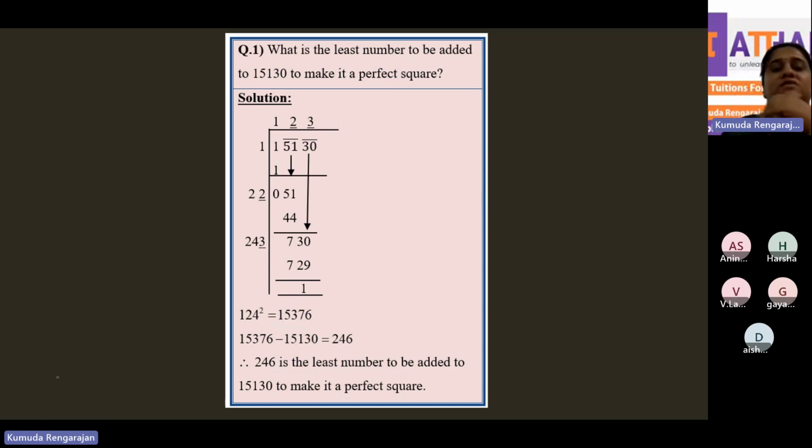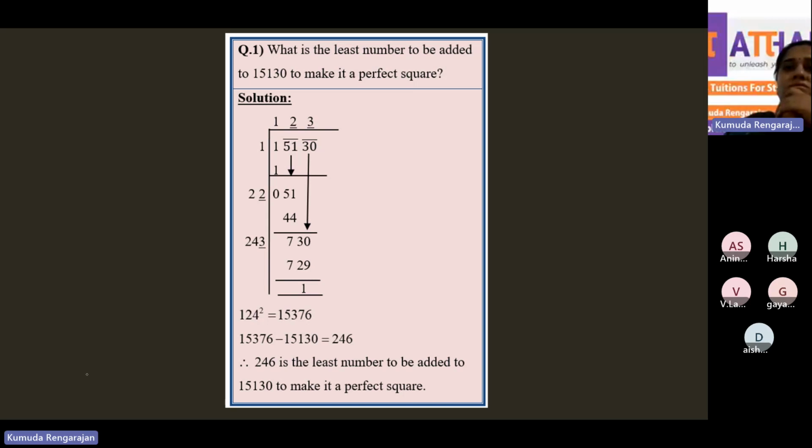Understood the procedure? To find the smallest number to be added, find the square root. When you have to add or subtract, you need some remainder, so we use the long division method and not the prime factorization method. Remember that. After completing the long division method, you get remainder 1, which itself shows it's not a perfect square. That's why you're getting a remainder. Take the successor of the quotient, 124, square it. The answer is 15376. The number given is 15130. The difference is 246, and that's the smallest number to be added. All right.